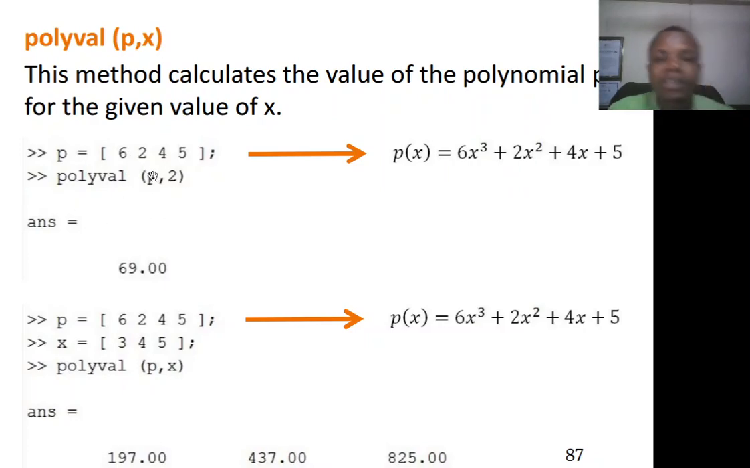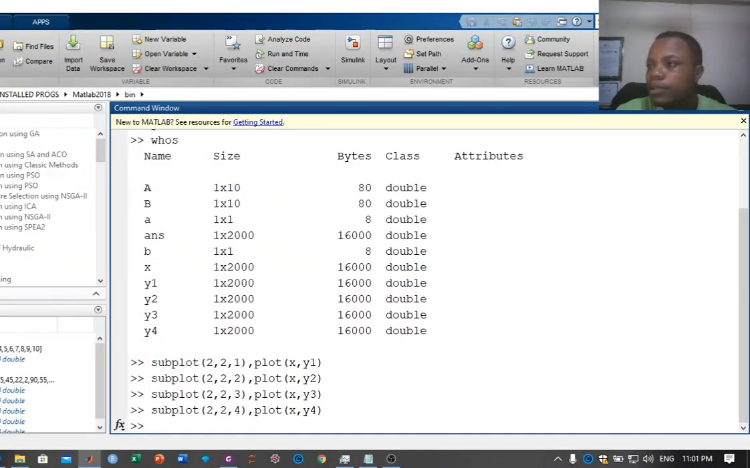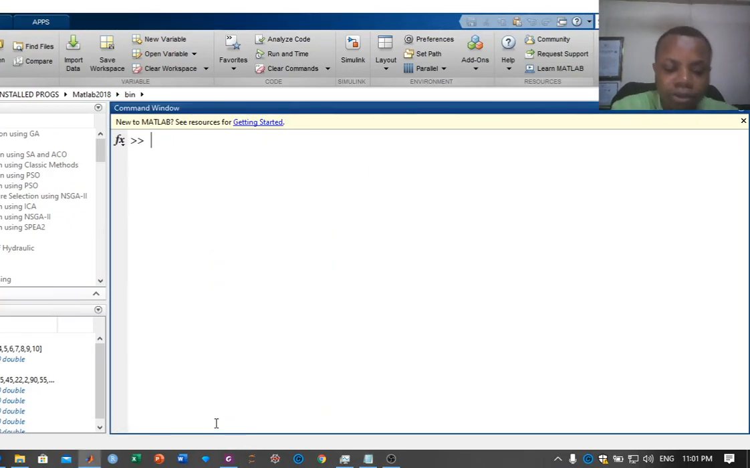How do we estimate the functional evaluation of these polynomials? In doing so, we make use of the function polyval. So for instance, in doing this in MATLAB, let's try to do the same. Let me clear the screen. So suppose that we do have a function, let's call it p, and we have the coefficients of the polynomial to be 6, 2, 4, and 5.